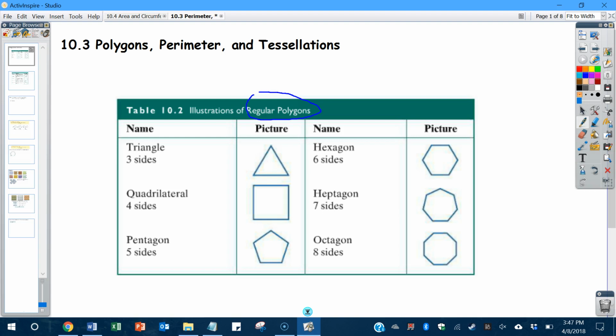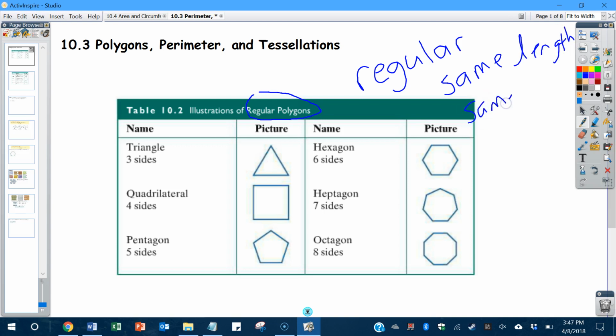And one term worth committing to memory is regular polygons, which means that all of their sides are the same length and all of their angles are the same measure. So regular means they look exactly like what you're looking at. For example, a regular quadrilateral is just a square. All the angles are the same, they all happen to be 90, and all the side lengths are the same. So regular means same length and same angle measure.